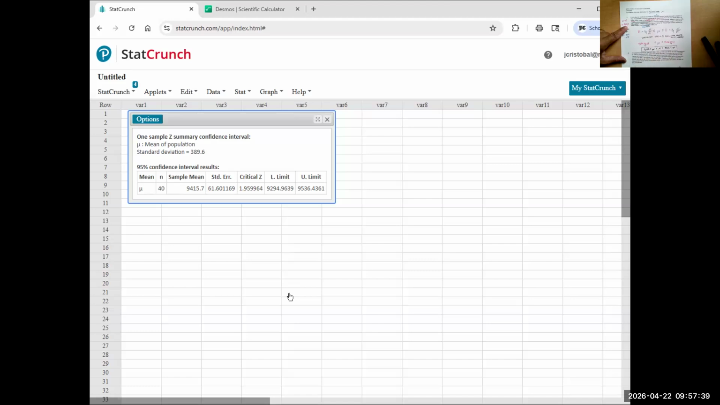So at 95% confidence, we are going to estimate that the average number of gallons of water used by households in the city, for all households in that city, is between these amounts, right? Gallons of water for that 1 month period, right? With 95% confidence.